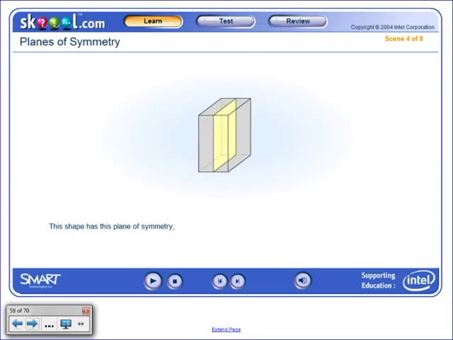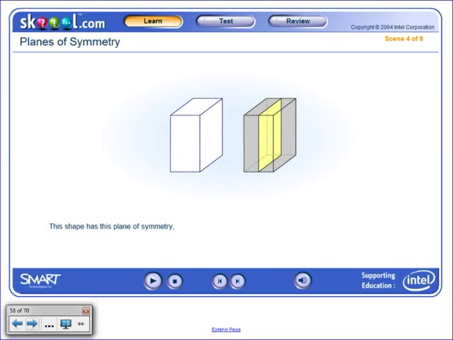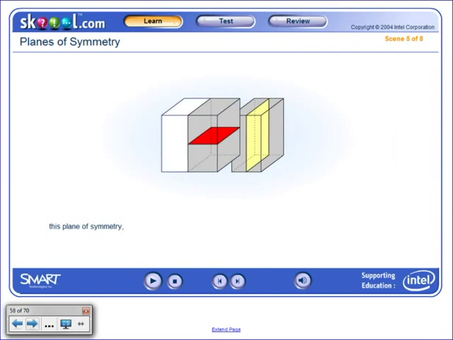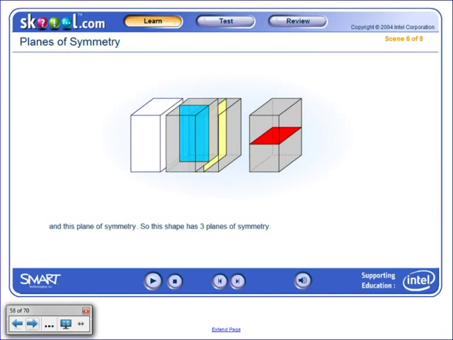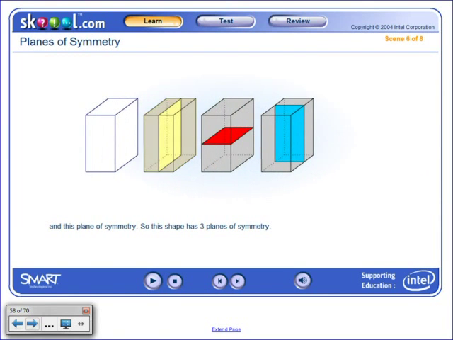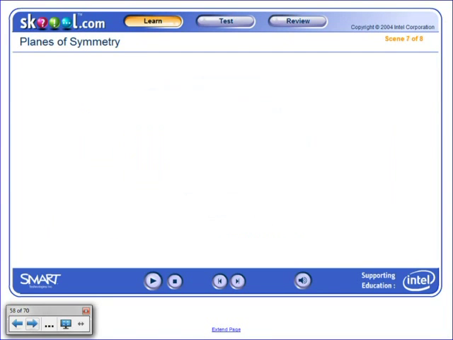This shape has this plane of symmetry, this plane of symmetry, and this plane of symmetry. So this shape has 3 planes of symmetry. So the cuboid is the one you need to remember. It's got 3 planes of symmetry.